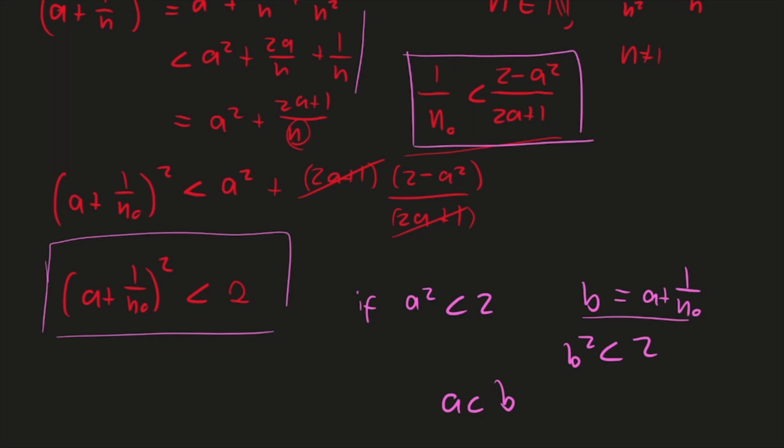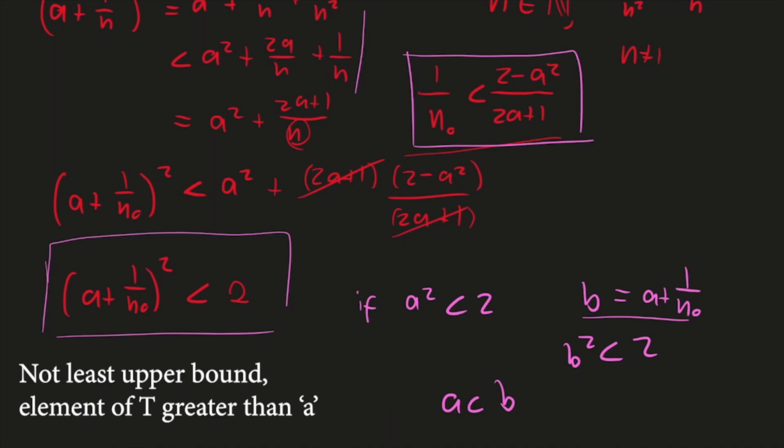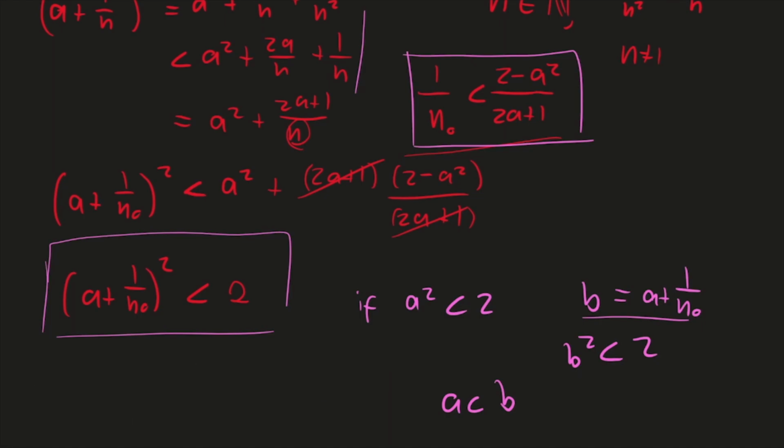And that's a problem. That's a contradiction, because we have said that a is the least upper bound. And we've just demonstrated that if a is the least upper bound and it's less than 2, we can find some other number bigger than it, which is also less than 2, which would then be the least upper bound. Because this larger number, this b, is also going to be an element of T, and because a is less than b, a can no longer be the least upper bound.